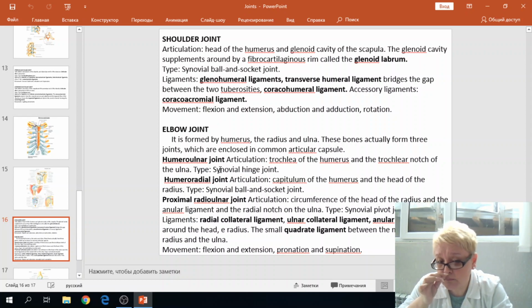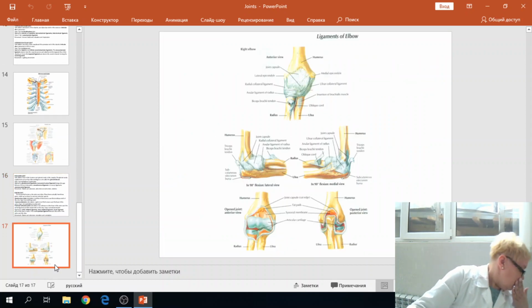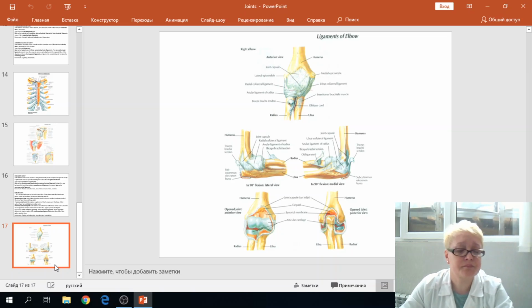And the ligaments of this joint: radial collateral ligament, ulnar collateral ligament, annular ligament of the radius, and also the small quadrate ligament, which is present between the neck of the radius and the ulna. The movements of this joint are flexion, extension, pronation, and supination. So in this picture, this is the radial collateral ligament, ulnar collateral ligament, and this is the annular ligament of the radius.